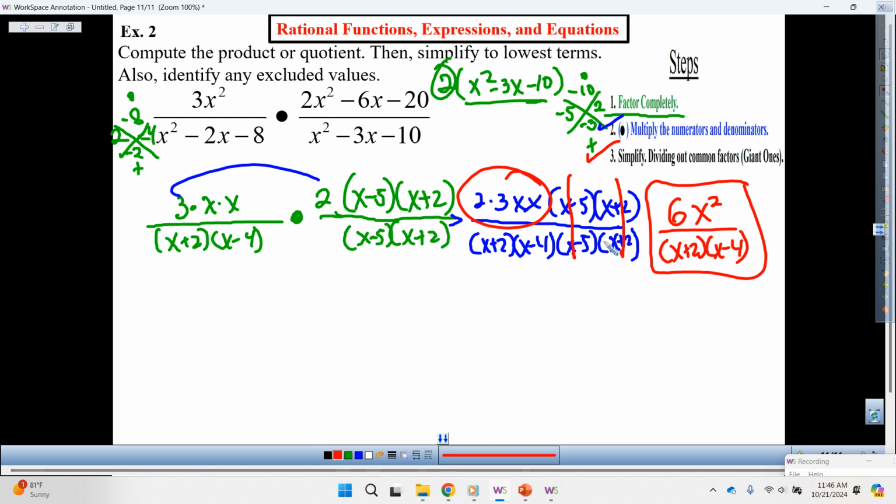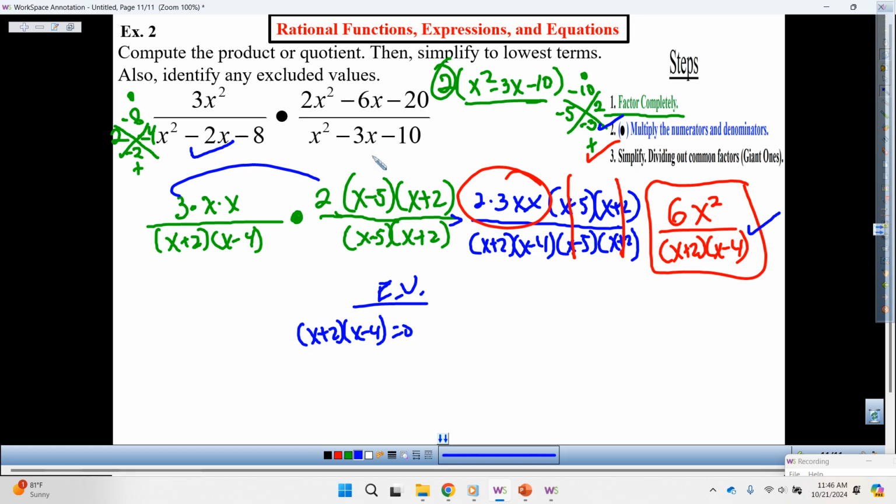Now check this out. Look up. Excluded values. We don't go with this. We go with which ones? The original denominator. So what would I write for that one? I would write x plus 2, x minus 4, and all that equal to 0.